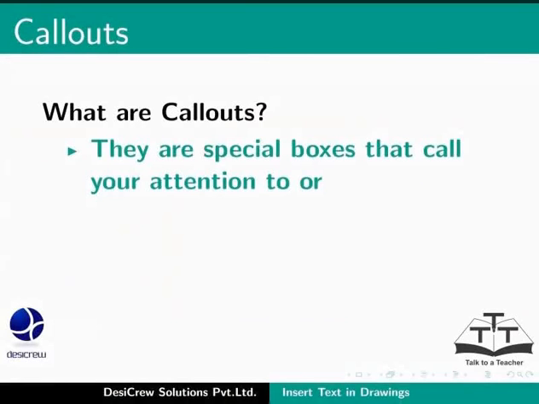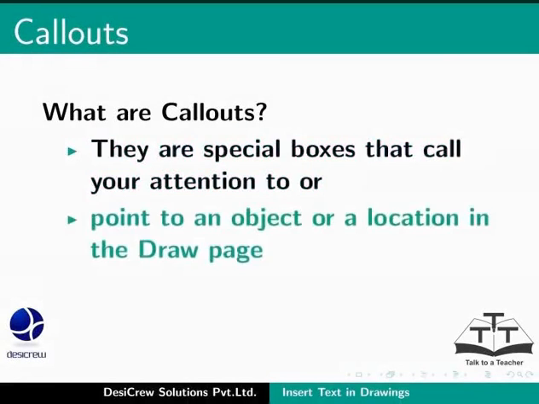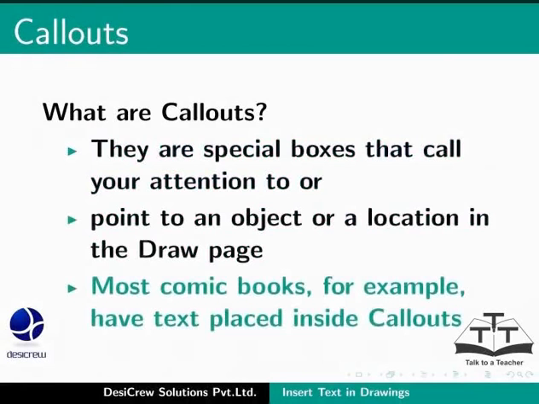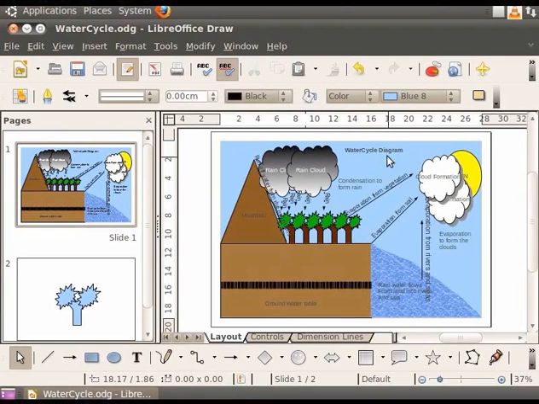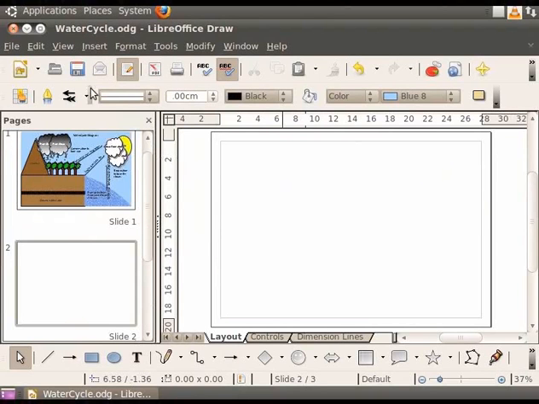Now let's learn about callouts. What are callouts? They are special text boxes that call your attention to or point to an object or a location in the draw page. Most comic books, for example, have text placed inside callouts. Let's add a new page to the draw file. From the main menu, select Insert and click on Slide. A new page is inserted.